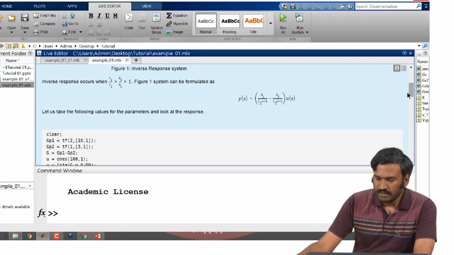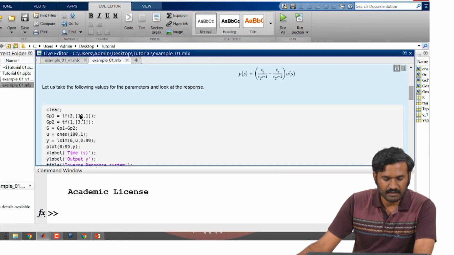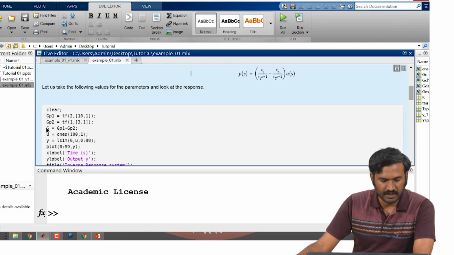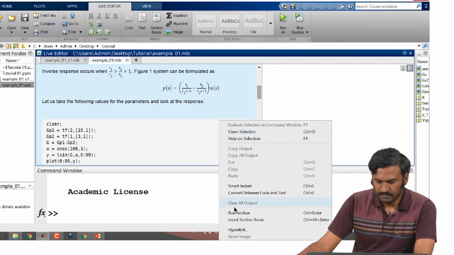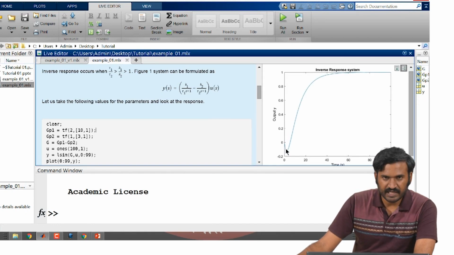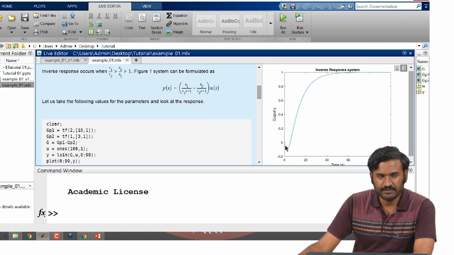Now, let us take an example. So, let us take 2 by 10 s plus 1 and 1 by 3 s plus 1 as GP1 and GP2, and we will subtract that to get the final process model, and we will simulate it to see how this open loop transfer function responds. As you can see, we have given a step input of unit magnitude. So, the final value also has to be close to 1 or in the positive direction, but the initial response goes in the negative direction first and finally settles to a positive 1, which is expected.